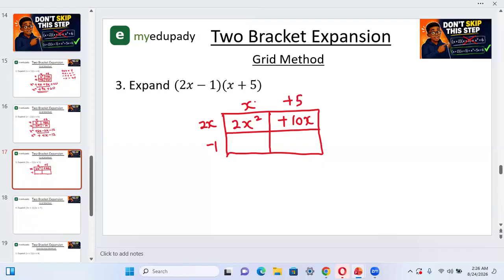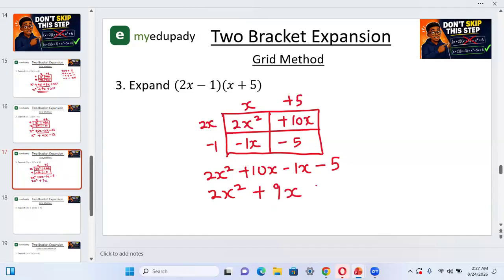So if you do minus 1 times x, that gives us minus. If you like, you can put 1x. If you like, you can put x. Then minus 1 times plus 5. Minus times plus is a minus. 1 times 5 is 5. So if you write out the values in our grid box, we have 2x squared plus 10x minus 1x minus 5. And then this gives us 2x squared. So plus 10x minus 1x will give us plus 9x. So 2x squared plus 9x minus 5. And that is our answer.